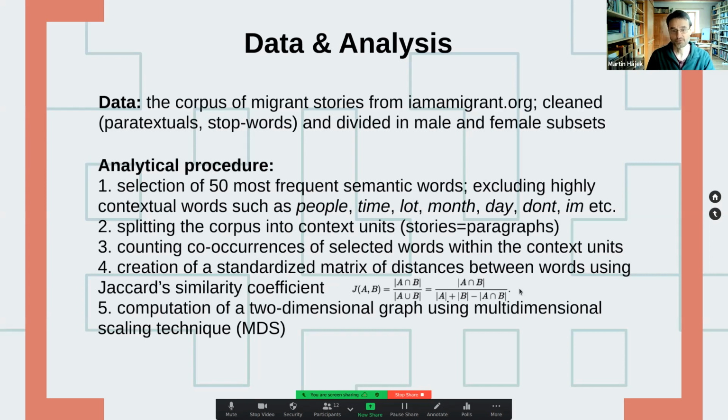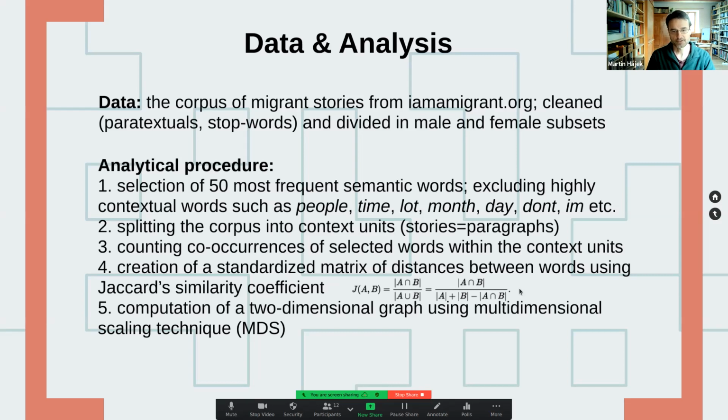So it's a very simple coefficient that ranges between 0, meaning no co-occurrences, and 1, which means it co-occurs in all stories. These two words co-occur in all stories. And when I had this matrix of distances, I computed a graph or map, two-dimensional, using the multi-dimensional scaling technique.